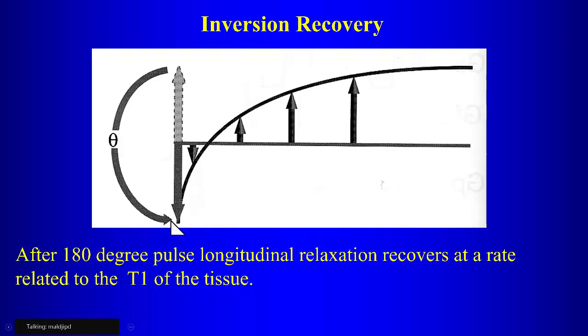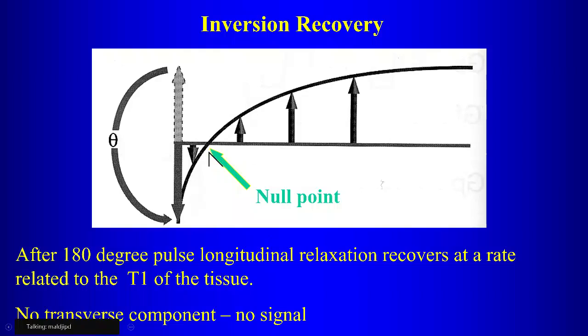What? None. Because if you give a 90-degree pulse or whatever excitation pulse, you need some longitudinal magnetization for that pulse to flip into the transverse plane. If there is no longitudinal magnetization, then you're not going to get signal from it. And that's suppressing the signal from this particular tissue. That's called the null point.